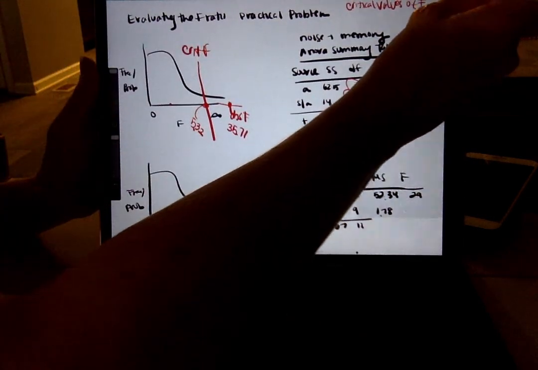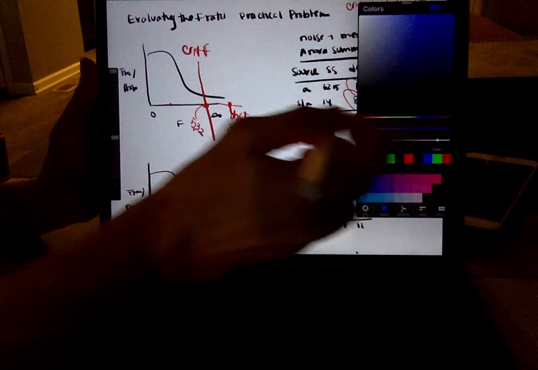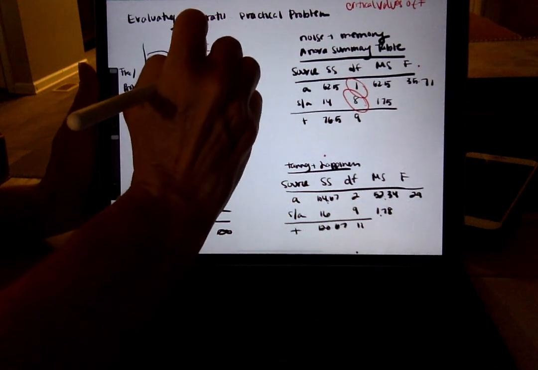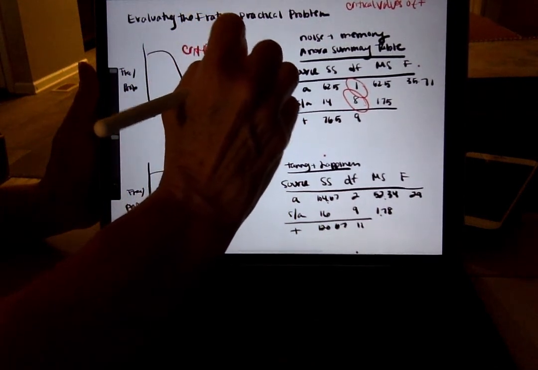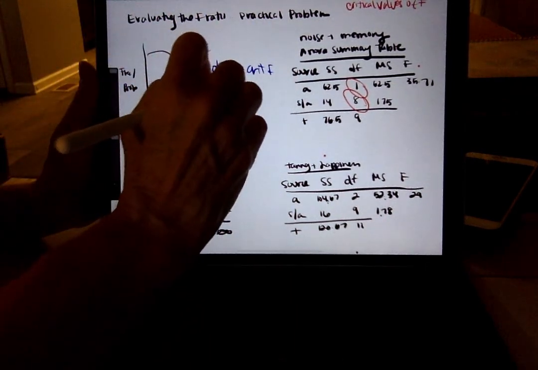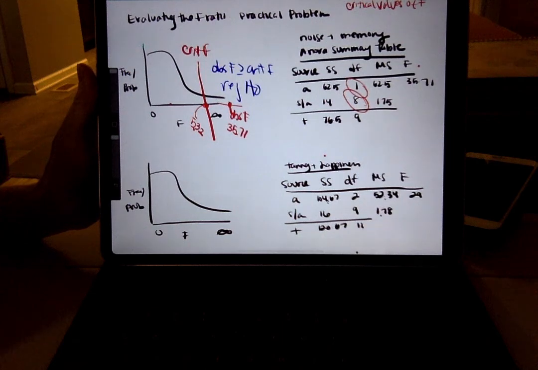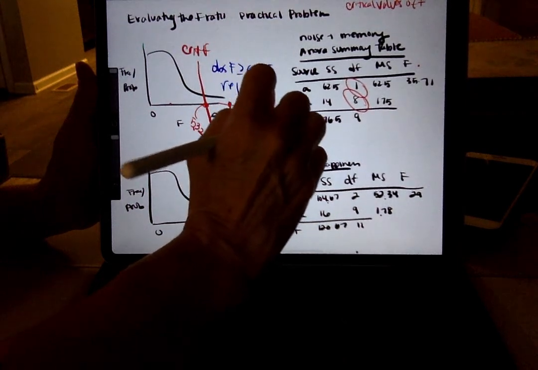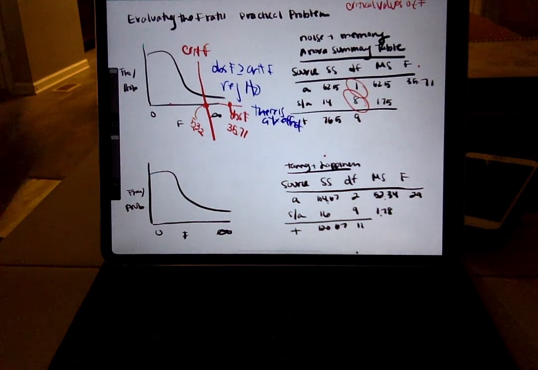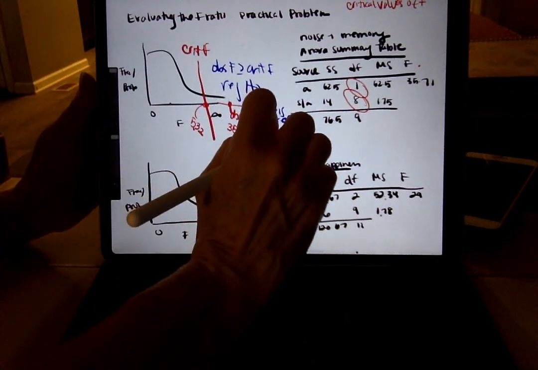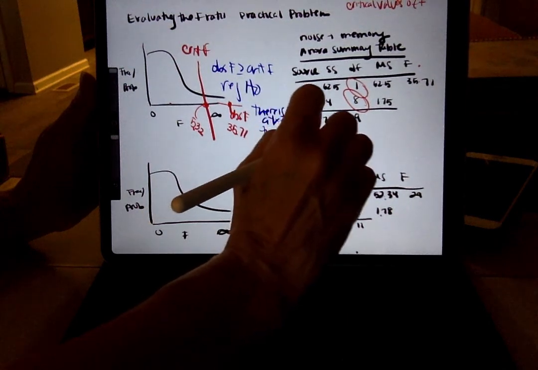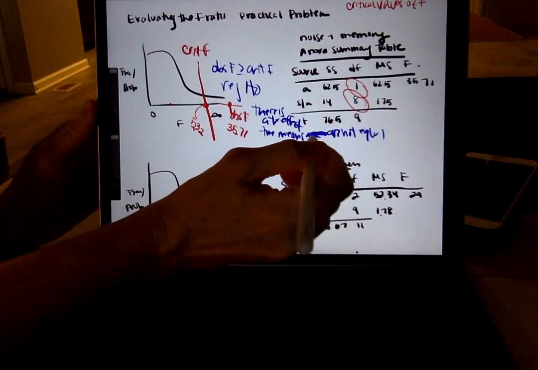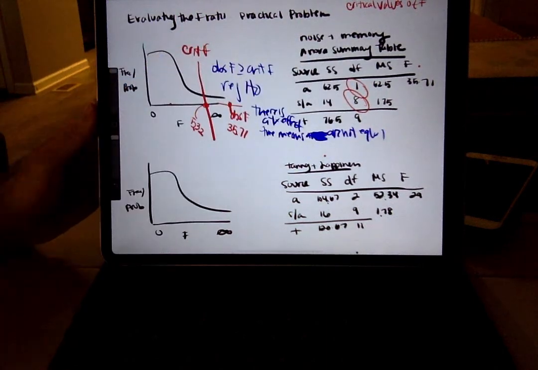And remember, what does that mean? Well, if our observed F is greater than or equal to our critical F, which it is in this case, that means we are going to reject our null hypothesis, which means there is a treatment effect, which means the means are not equal. Which means noise does affect memory.